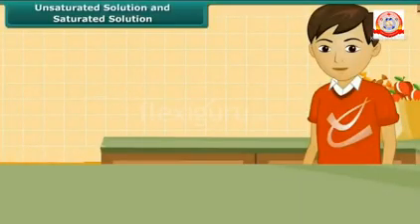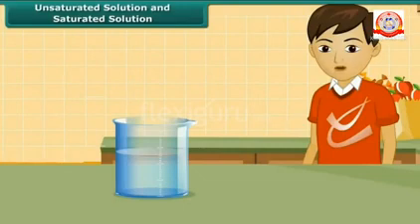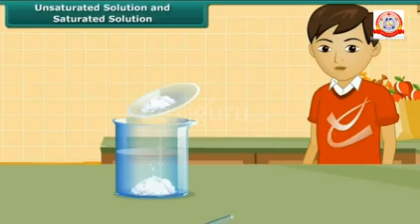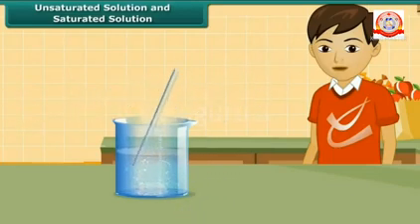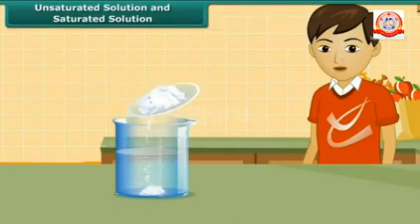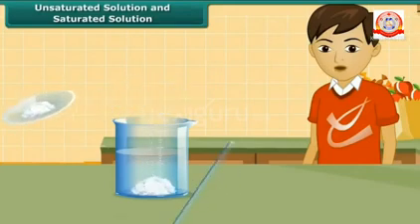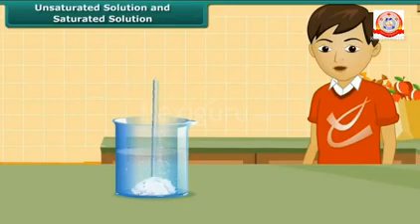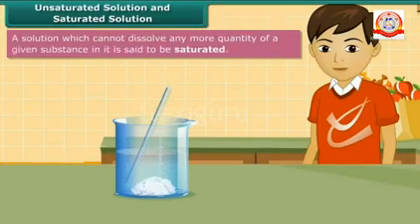Take a beaker and dissolve some amount of salt in it. Dissolving the salt makes a solution as long as the salt dissolves in water. The solution is an unsaturated solution. But a stage will soon come when you will not be able to dissolve more salt into the solution. At this stage, the solution becomes saturated. Thus, a solution is said to be saturated if it cannot dissolve any more quantity of a given substance in it.